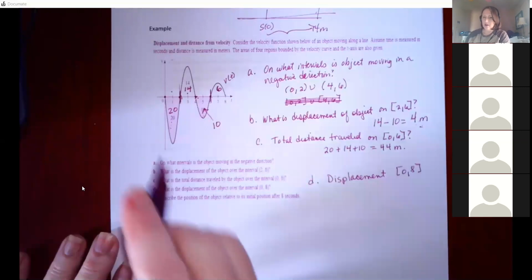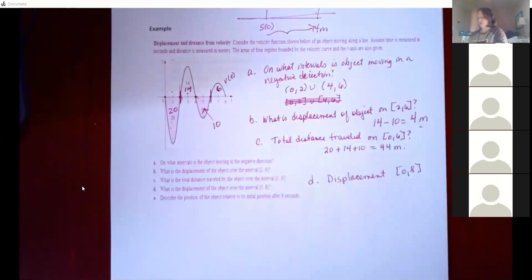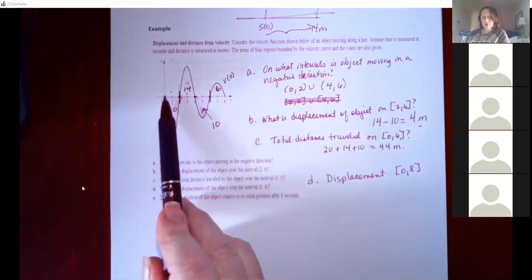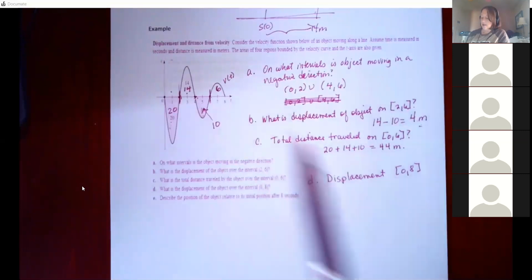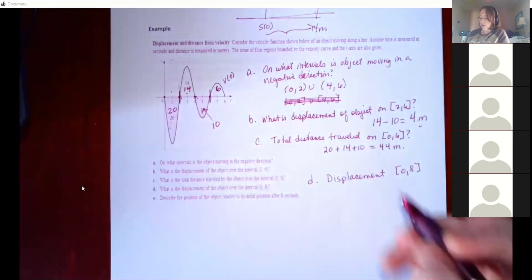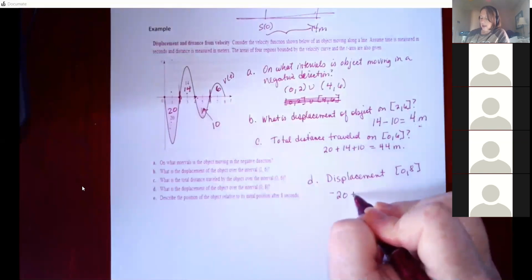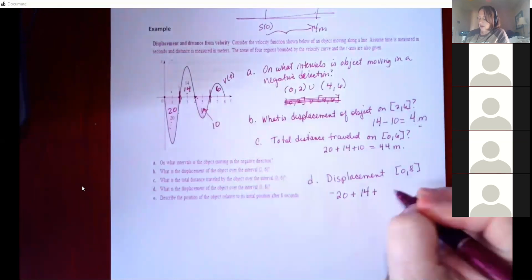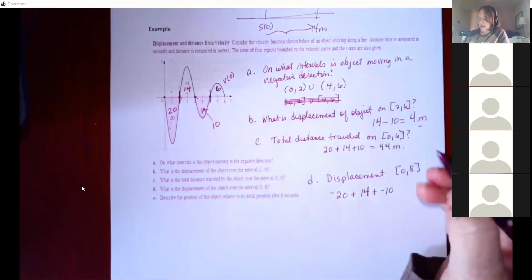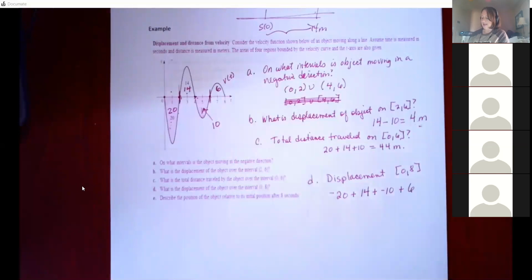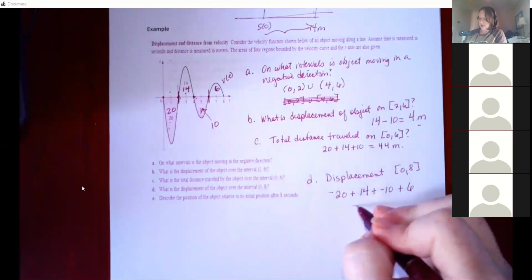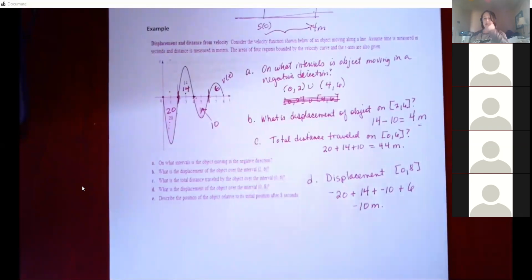All right, awesome. I'm sorry about the ink on that. I hopefully have it fixed before next time. But displacement between 0 and 8, that's just going to be the equivalent of the integral from 0 to 8. So between 0 and 2, we would have a negative 20. 2 to 4, we've got 14. 4 to 6, we've got negative 10. And 6 to 8, we have plus 6. So we would have what, negative, you said negative 10. Okay, excellent. So that would be negative 10 meters.